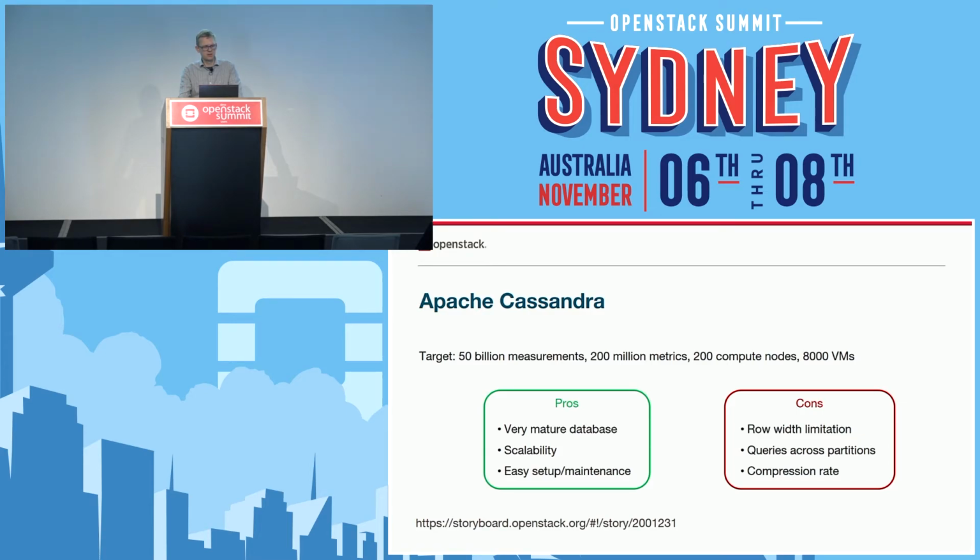Why we have chosen Cassandra? Because it's a very mature database. It scales very well. It has many deployments. It's easy to set up and maintain. There are some problems with it, but all of them require some programming.